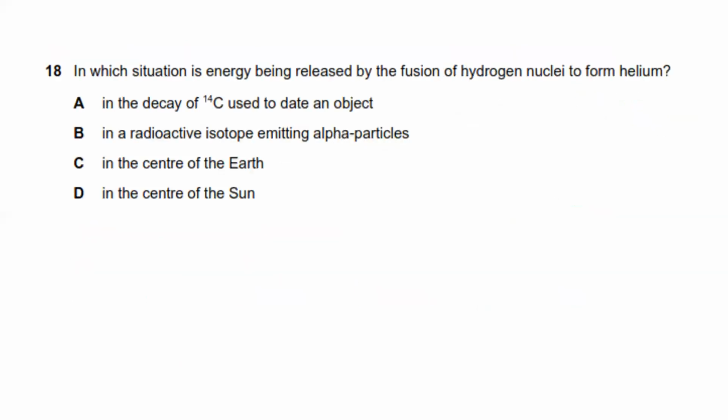Then question number 18, it says in which situation is the energy being released by fusion of hydrogen nuclei from helium? So remember, this is a fusion reaction happening in the center of the sun. So in case of carbon-14 used to date an object, no. In radioactive isotope emitting alpha particles, no. In the center of the earth, no. In the center of the sun, yes. So this is a fusion reaction, and that is happening in the sun.